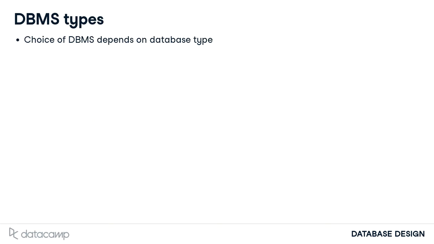Your choice of DBMS is informed by the type of database you need, which depends largely on the kind of data you have and how you want to use it. There are two common types of DBMSs: SQL DBMSs and NoSQL DBMSs. Let's take a closer look.